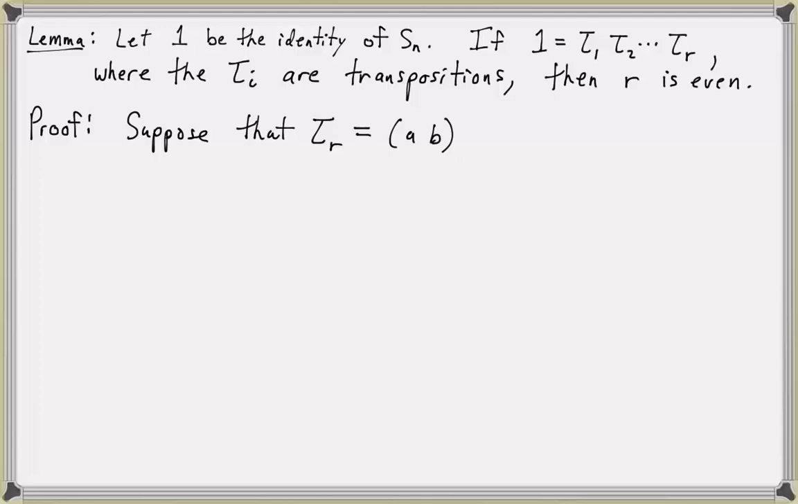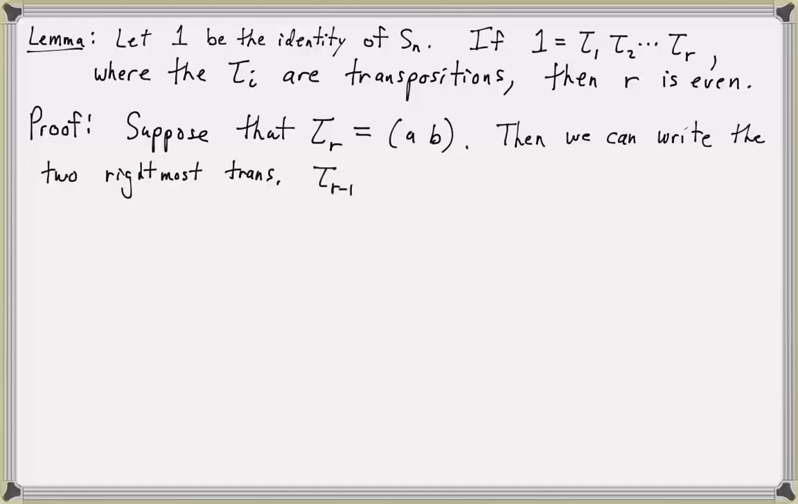Okay, so we're going to show a process where we can rewrite this product for 1, but we're going to rewrite it with a in a transposition farther to the left. So this process depends on what elements are in tau sub r minus 1. But we can write these last two transpositions on the right, tau r minus 1 and tau r, in one of the following 4 ways.